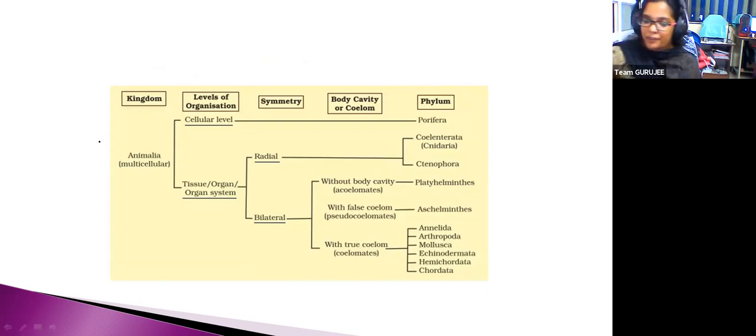Based on the kingdom, it is Animalia. Then based on the cellular level, unicellular and multicellular are there. Based on the tissue level and organ system level, it is divided into radial and bilateral. When it is radial, there are two divisions: Coelenterata and Ctenophora. Then in case of bilateral symmetry, there are three types based on their cavity. Coelom means cavity, the body cavity.